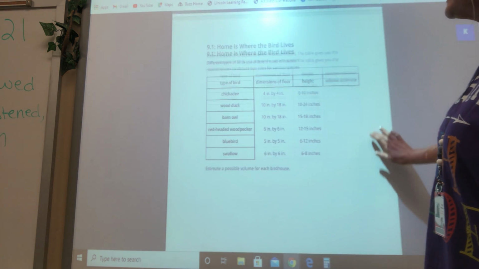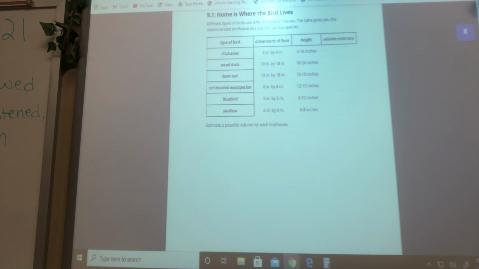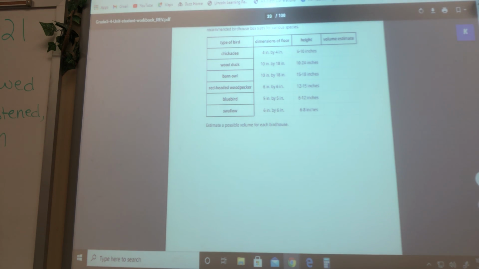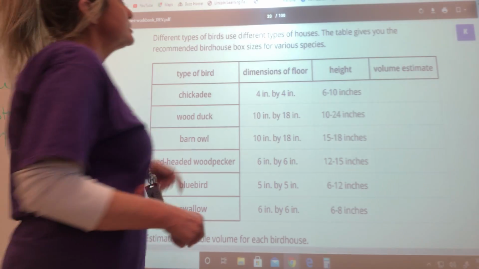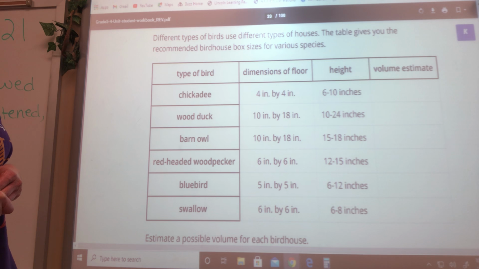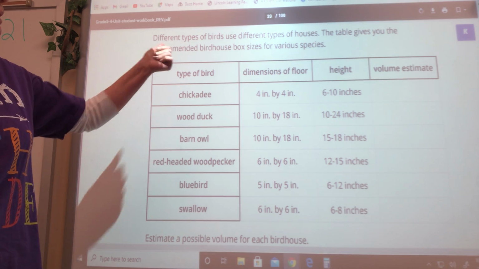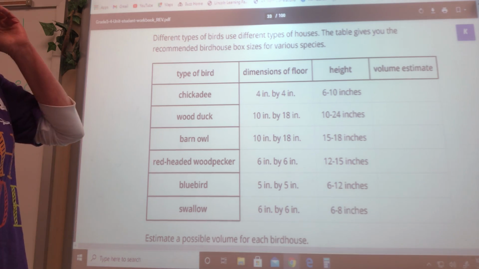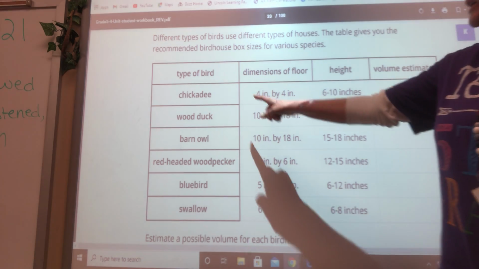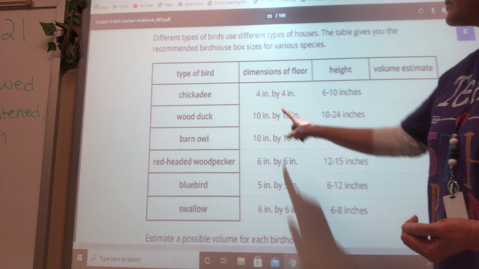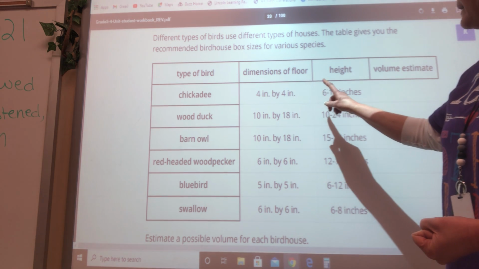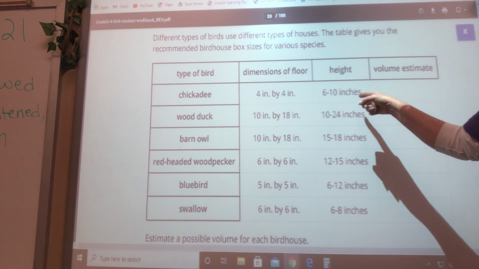So if we move on to the next page, that is exactly what the question is wanting us to do. Now let me increase so we can see the numbers better. Okay? Now, it says that I have different types of birds that use different types of houses. And the table gives me the recommended birdhouse box sizes for various species of birds. Now, the first one, a chickadee. It says the dimensions of the floor of its birdhouse is 4 inches by 4 inches. And its height is 6 to 10 inches.